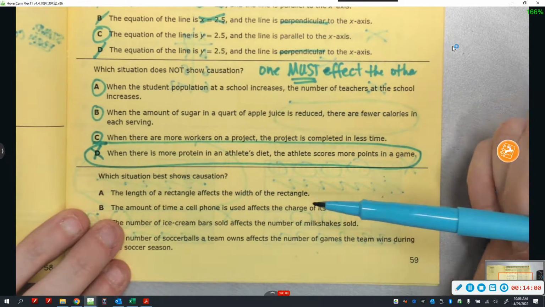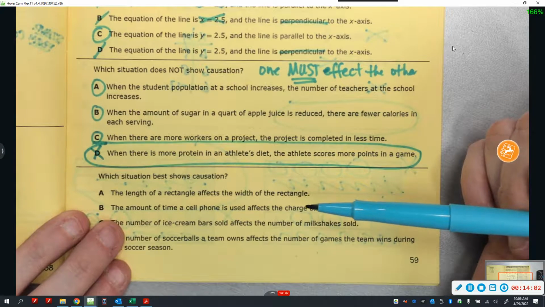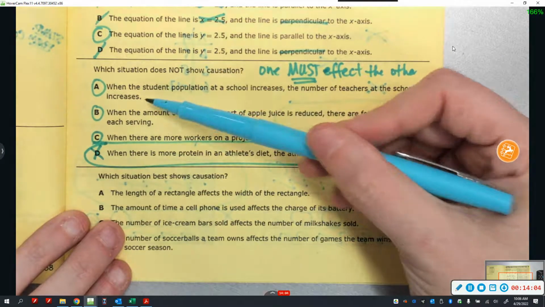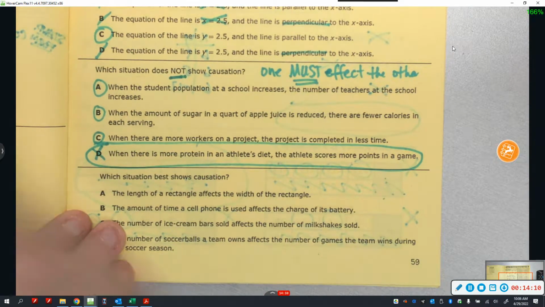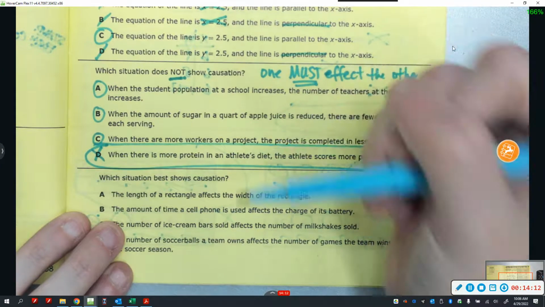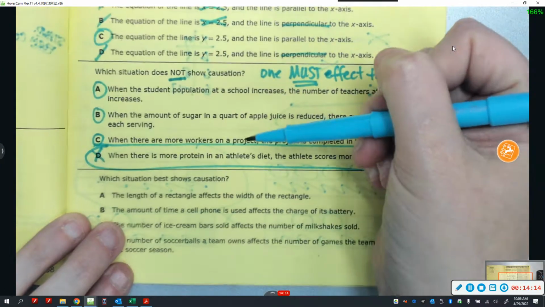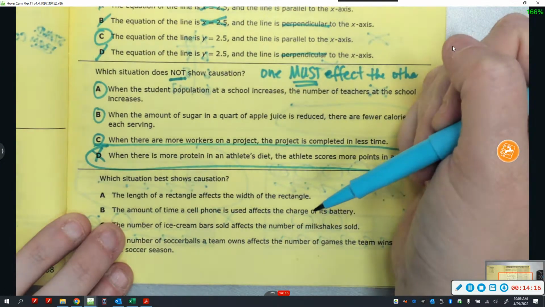So what do you think the most often picked wrong answer was on this question? It was A, because they saw one that was causation and stopped, and they forgot that the word "not" was there. This right here is why I'm always telling you to check every answer choice, because this is the question that I'm always going to miss.